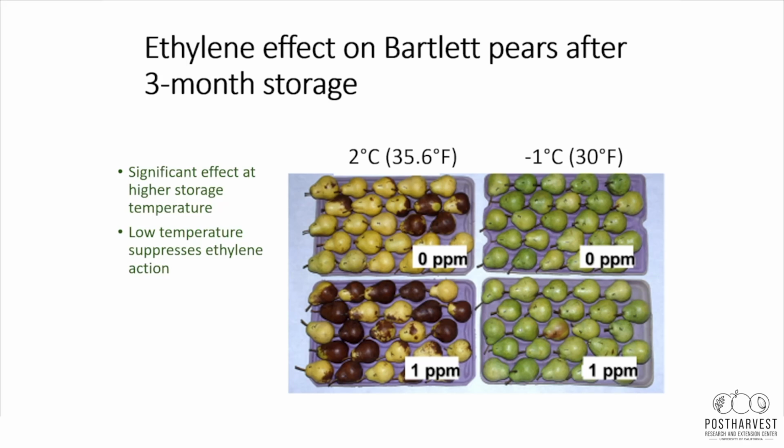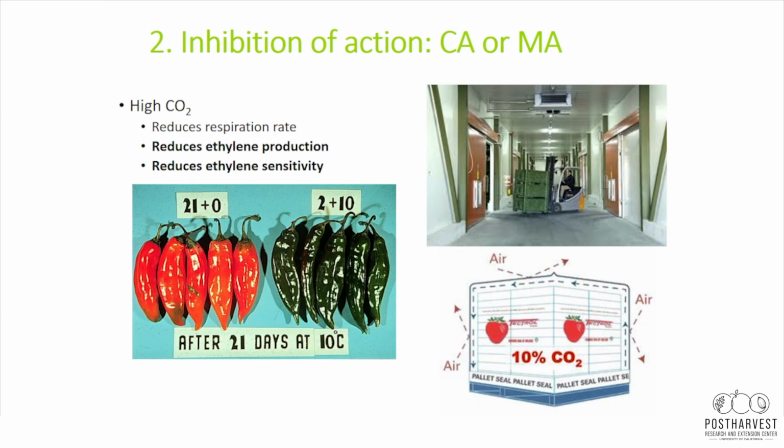And you see 2 small amounts of ethylene. 0, actually non-existent, they used scrubbers to scrub the ethylene out of the room, and 1 ppm. You see how in the lower temperature there was no significant effect of higher ethylene presence. However, at the higher temperature of 2 degrees C, 1 ppm induced scalding on pear significantly. So low temperature suppresses ethylene action.